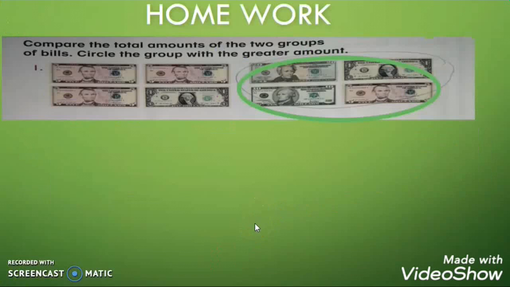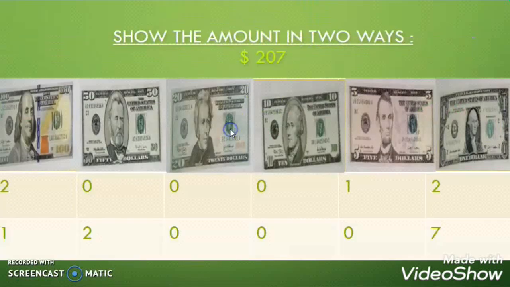Okay, time for the homework now. Compare the total amounts of the two groups of bills. Circle the group with the greater amount. For the first group, we have 3 fives, or 3 bills with the value of 5. So 15 plus 1 equals 16. Let's go to the next group. 20 plus 10, it's 30. 30 plus 5, 35, and plus 1, it's 36. So this group is greater.